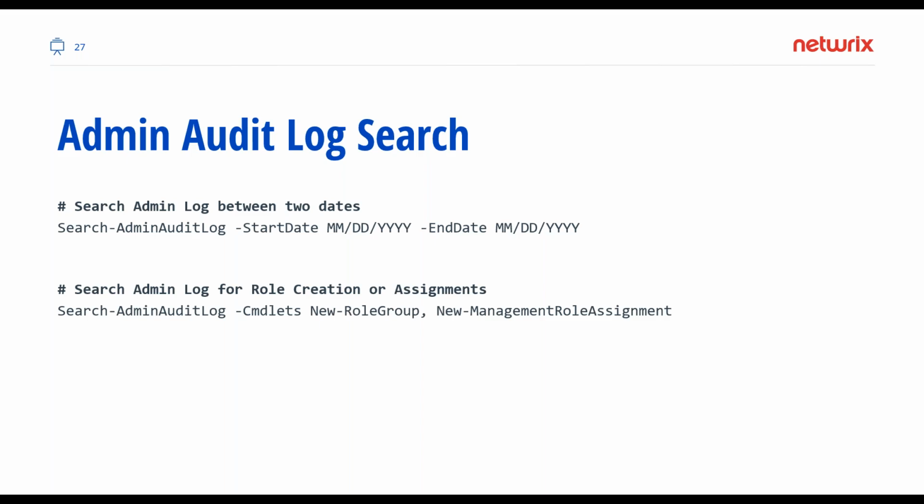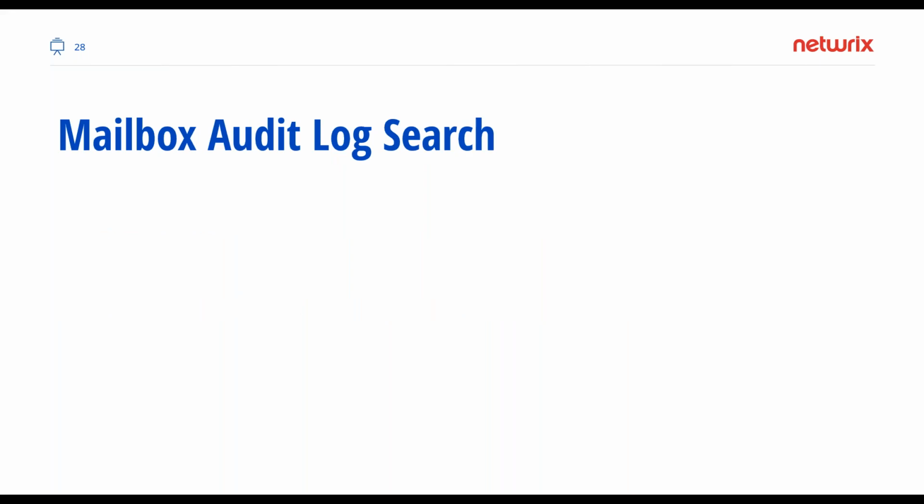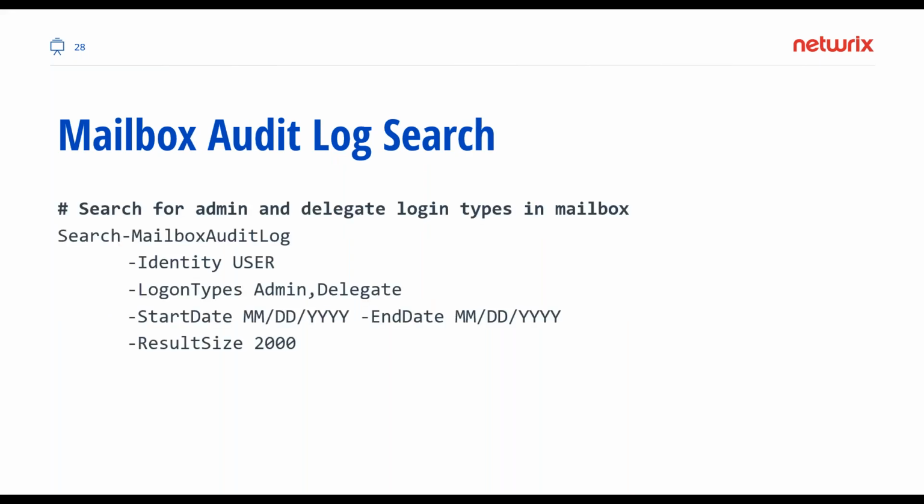So to find out whether somebody ran new role group or new management role assignments, so we can see if someone's been modifying permissions. From a mailbox perspective, we can literally just search the mailbox audit log and look for administration and delegation login types. For example, like I mentioned, if I was an executive and I had a PA, I could then see what was going on based on dates and limit the result size.